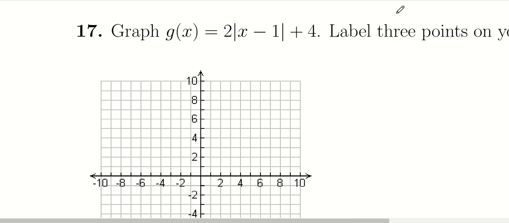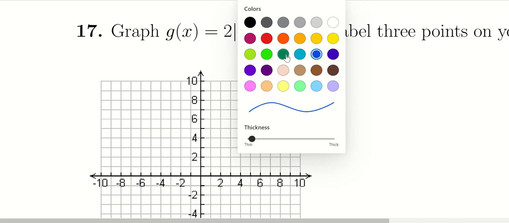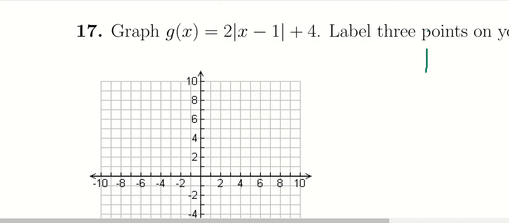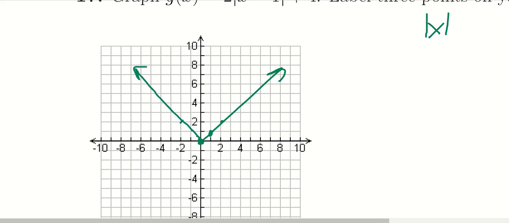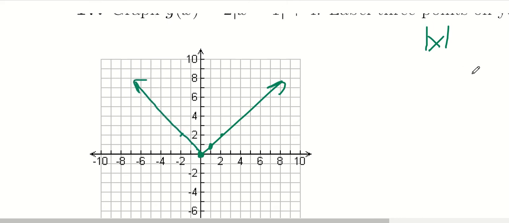Let's take a look at the graph in 17. We were asked to graph g of x equals 2 times the absolute value of x minus 1 plus 4. Here our parent function would be the absolute value. Let's go ahead and graph that to begin. Again, it's piecewise linear. Looks like the graph of x between 0 and infinity, and it looks like the graph of negative x from negative infinity to 0. So this is our parent graph.